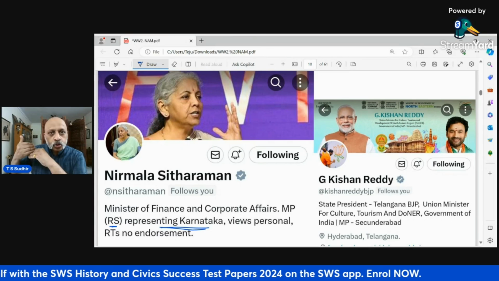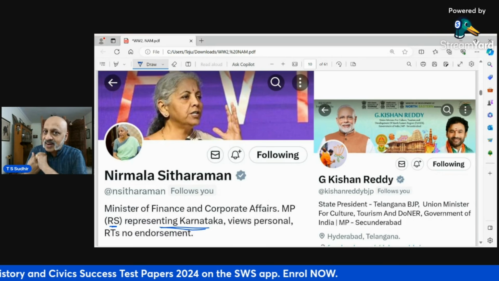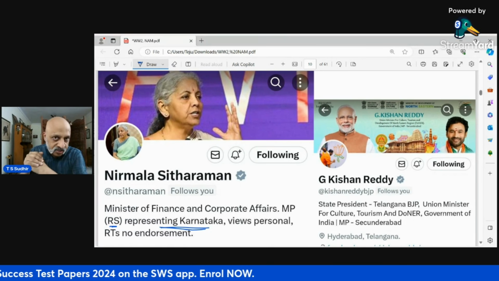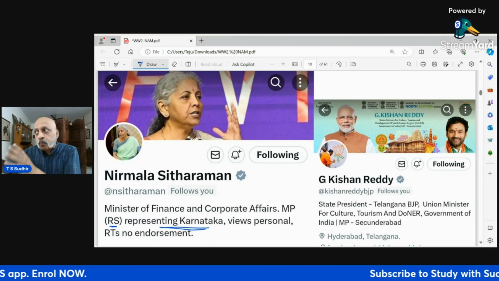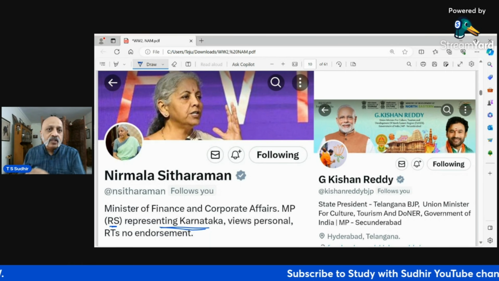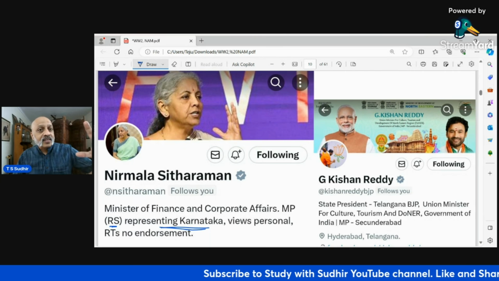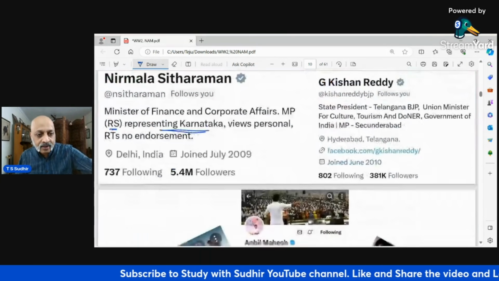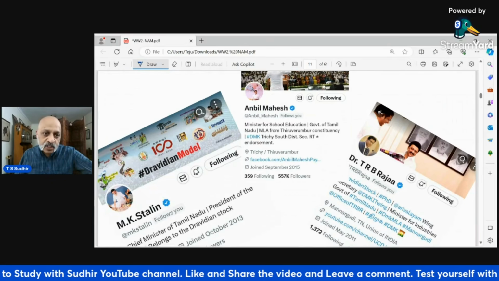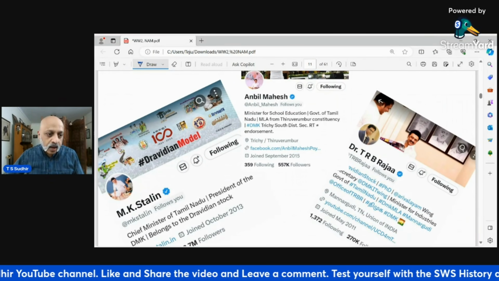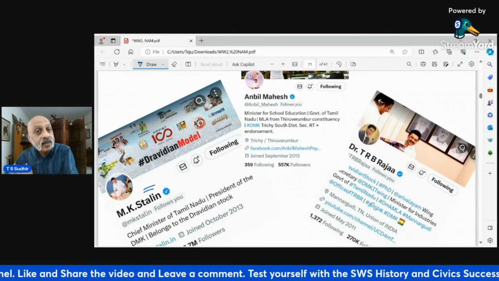Now, let me also show you what happens simultaneously at the state level. Not that states are in your syllabus, but since many of you are more familiar with state politics, the same format works at the state level also. Let me explain. I'll take the example of Tamil Nadu. M.K. Stalin is the Chief Minister of Tamil Nadu, right? Now, he decides who will be in his ministry.